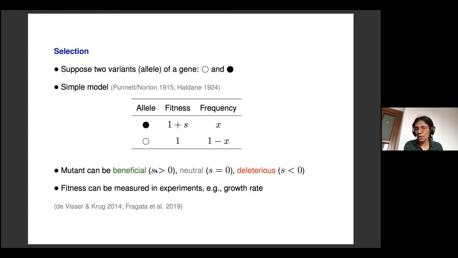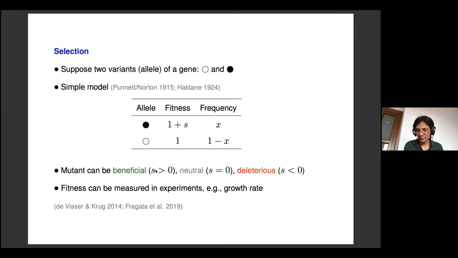If it's a beneficial mutation, you expect intuitively that the dark allele's frequency would increase with time. If it's deleterious, the dark allele's frequency will decrease with time. And if it's neutral, you don't expect anything to happen. Okay, so that's your intuitive expectation. And let me just mention that fitness is not some theoretical construct. It's something which is measured in experiments. For example, in Lenski's experiment, the growth rate is a measure of the fitness.